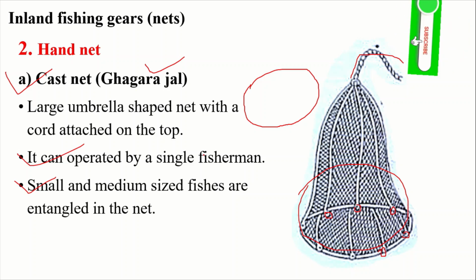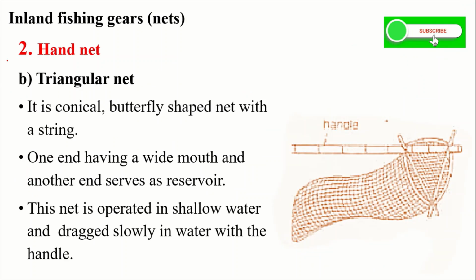Now the second type of hand net is called the triangular net. It is a butterfly shaped net. It is a conical butterfly shaped net which has a handle. It is used in Uttar Pradesh particularly. The mouth of this net is always kept open by two bamboo sticks. With the help of these two bamboo sticks, the mouth of this net is widely opened, and with the help of the handle, the net can be moved in the water.